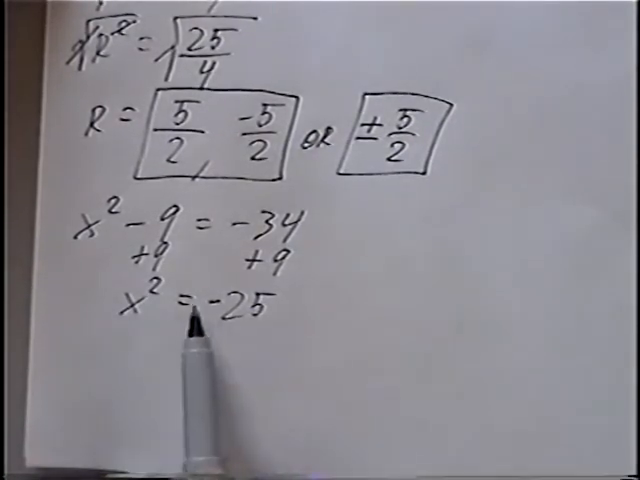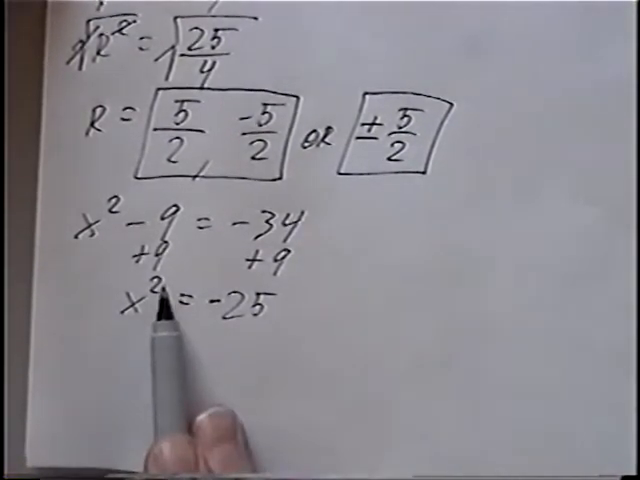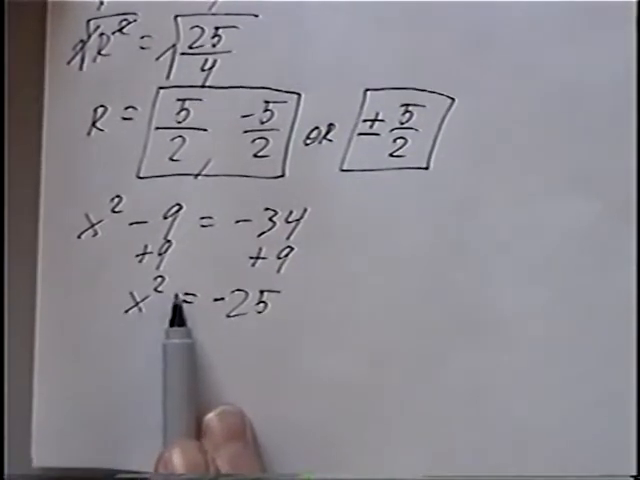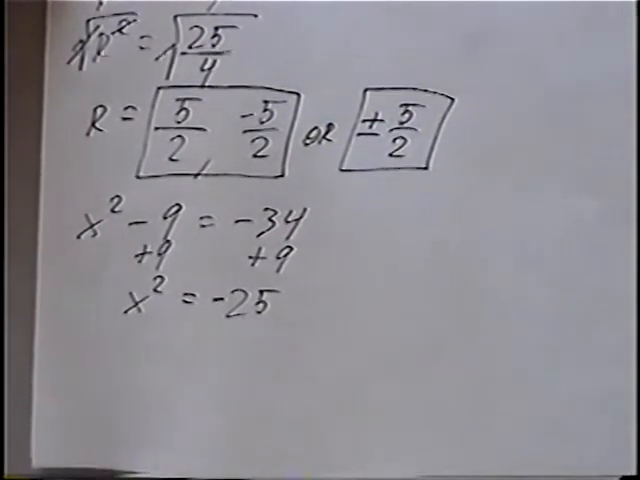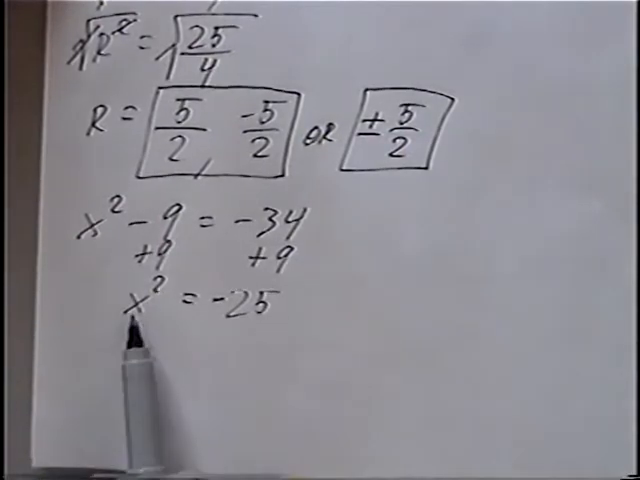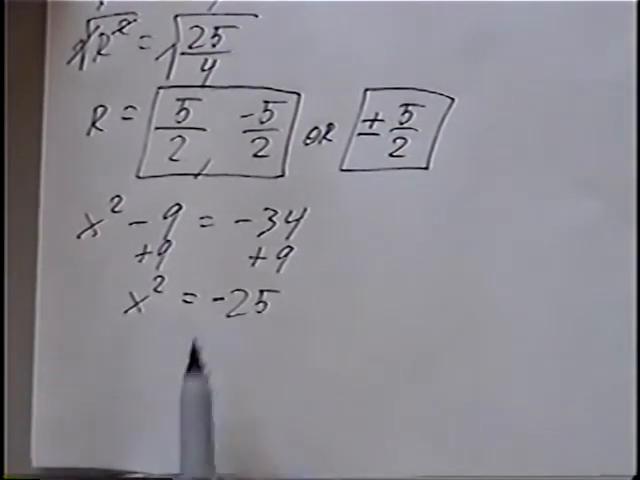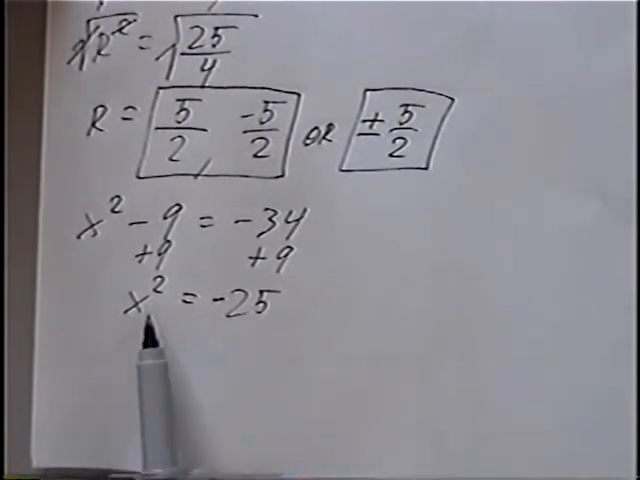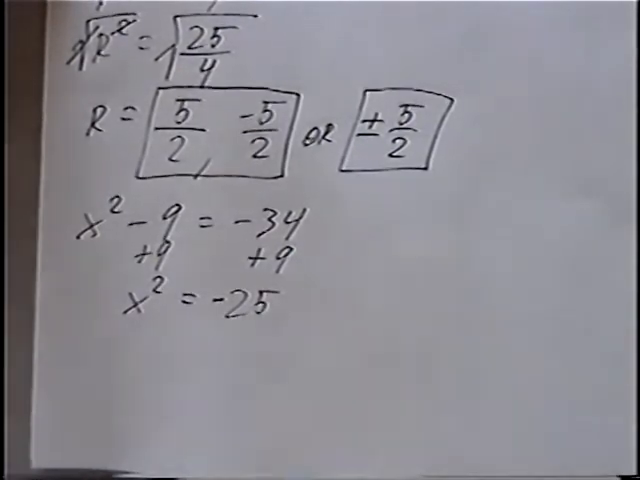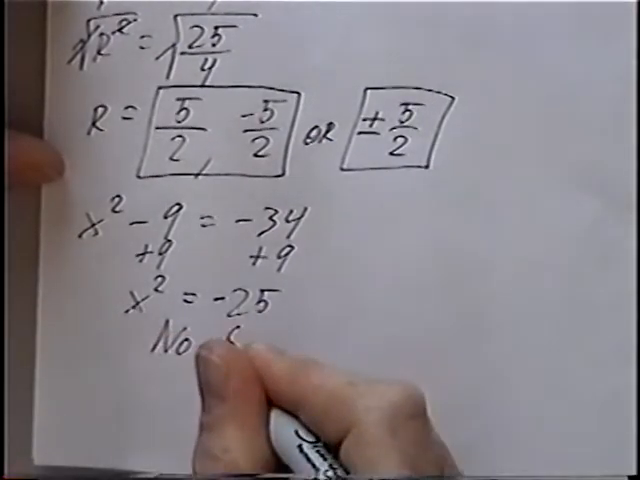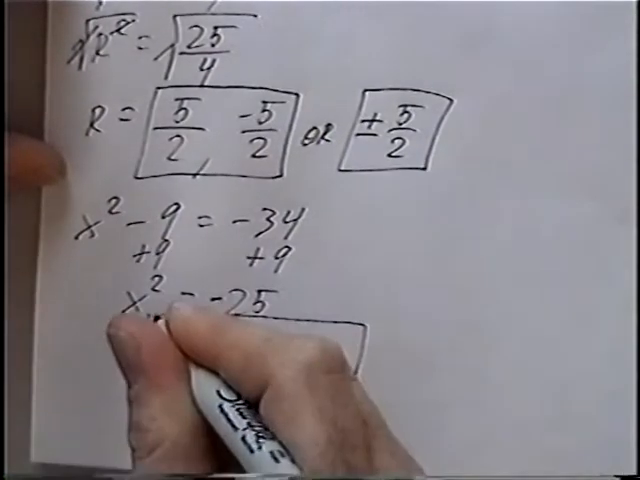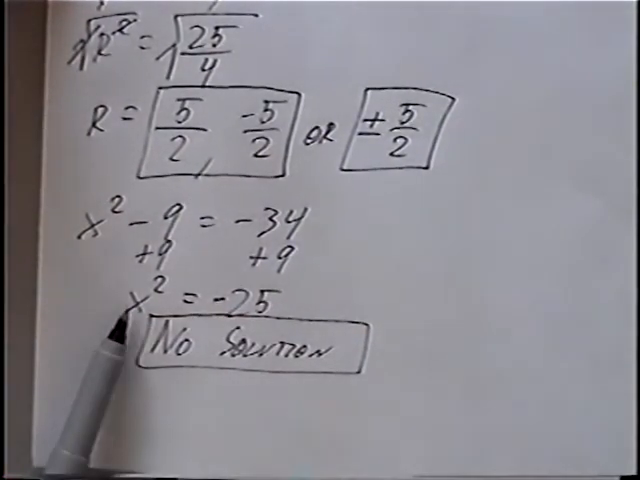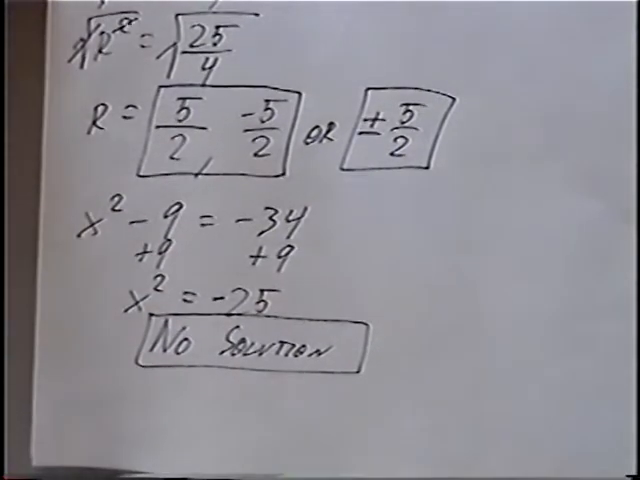Before we take the square root on each side, x squared means a number times itself equals negative 25. If you think about negative numbers, there's no number times itself that equals a negative number. Anytime you square a number, it has to be positive. So if you have x squared equals any negative number, this would be no solution. And again, that's because if this was negative 5, negative 5 squared would be positive 25, not negative 25.